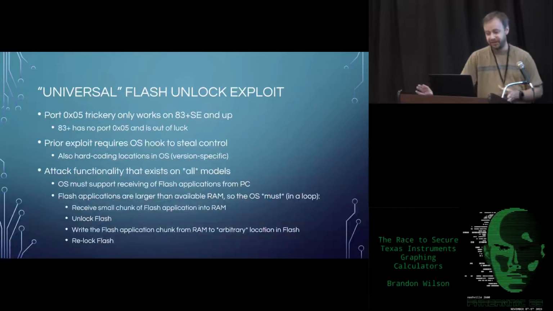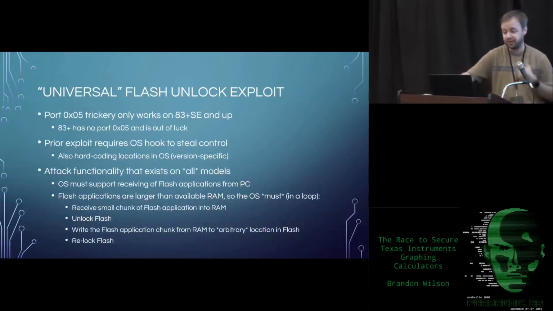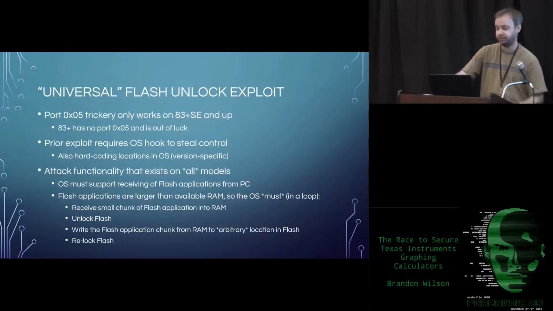So that's great, but this port 5 trickery only works on the 83 Plus Silver Edition and up, not the original, because the original 83 Plus has no port 5, so we'd be out of luck there. And even worse, we had to use an OS hook to steal control back. We had to hard code the value of SP based on the call stack for that particular OS version, and we had to hard code a return address that starts with 0, all of which could change from OS version to OS version, or boot code version to boot code version.